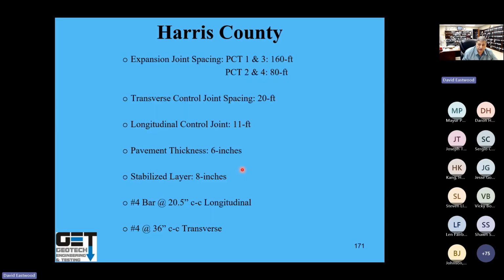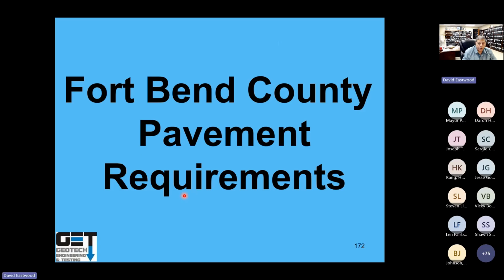So a typical Harris County, of course, precincts 1 and 3, you've got expansion joints on your paving of 160 feet. Precincts 2 and 4, 80 feet. Transverse control joint spacing of 20 feet. Longitudinal 11 feet. Pavement thickness 6 inches. Stabilized subgrade of 8 inches. And a steel placement. Portland County, the pavement requirements.